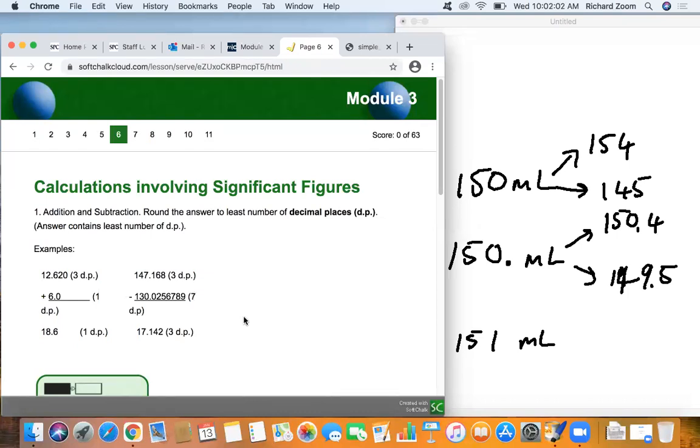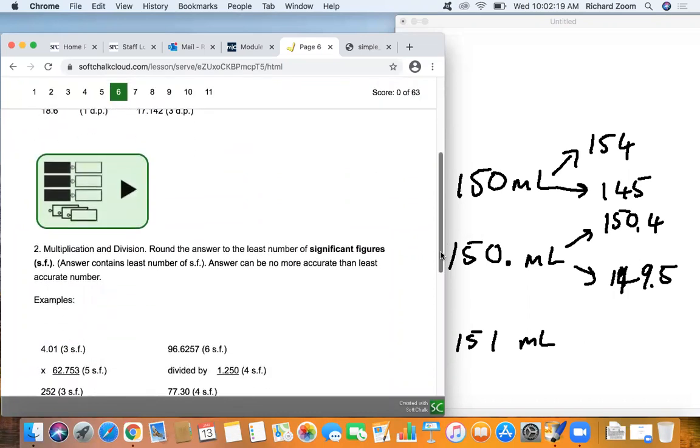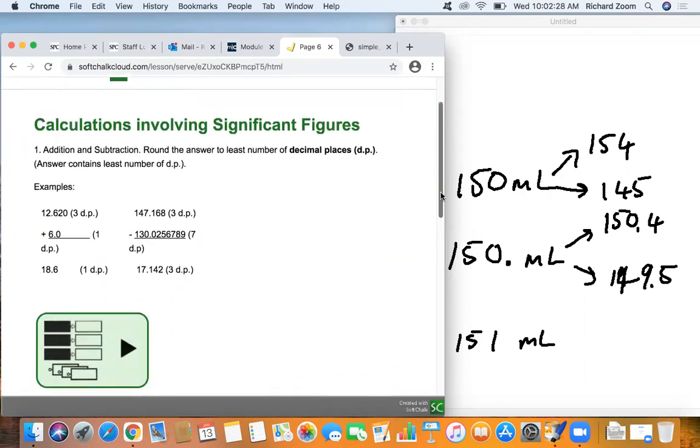Okay, when we're looking at addition and subtraction, we use different rules than if we're dealing with multiplication and division. Addition and subtraction are based on the number of places past the decimal point, whereas multiplication and division are based upon the number of significant figures in the numbers. So when I'm talking about places past the decimal point, I'm talking about counting numbers that are past the decimal. So 12.620 has three places past the decimal. 6.0 has one place past the decimal.